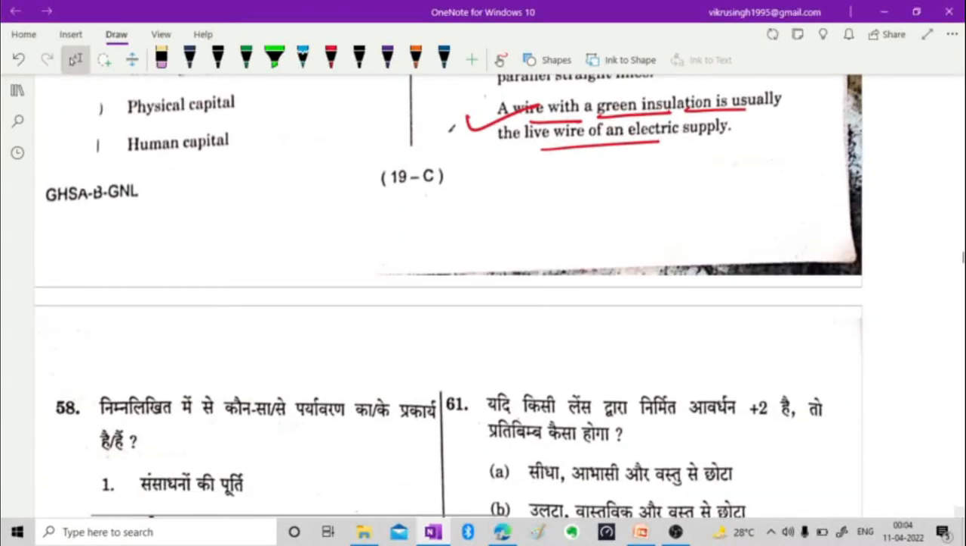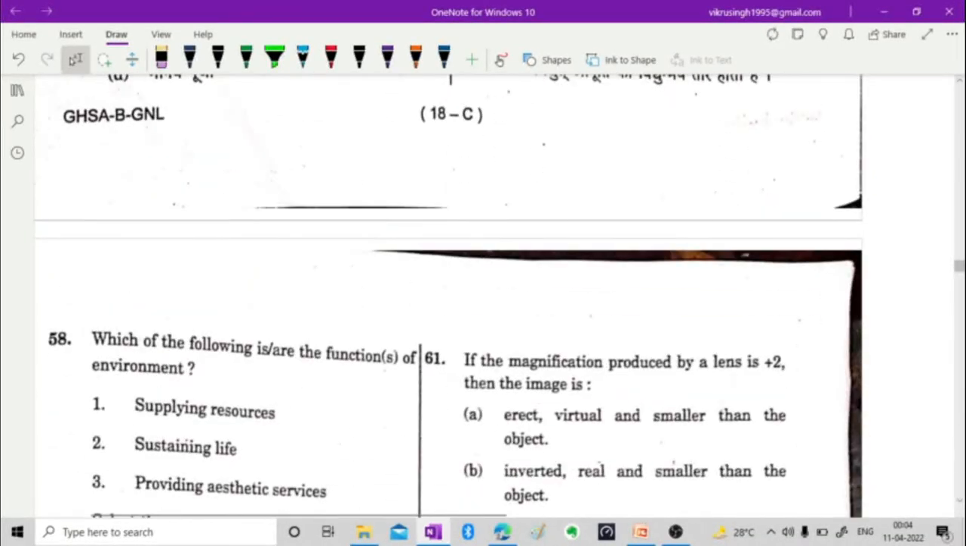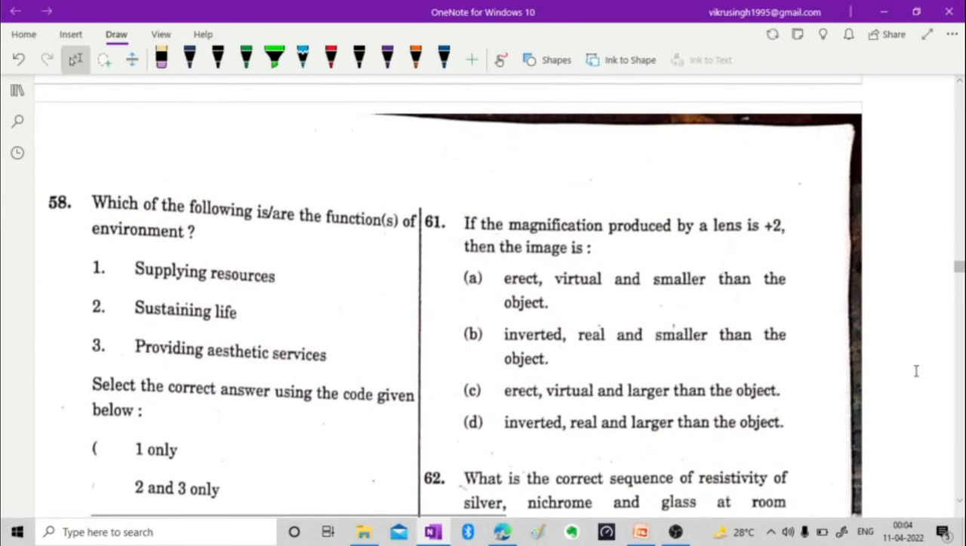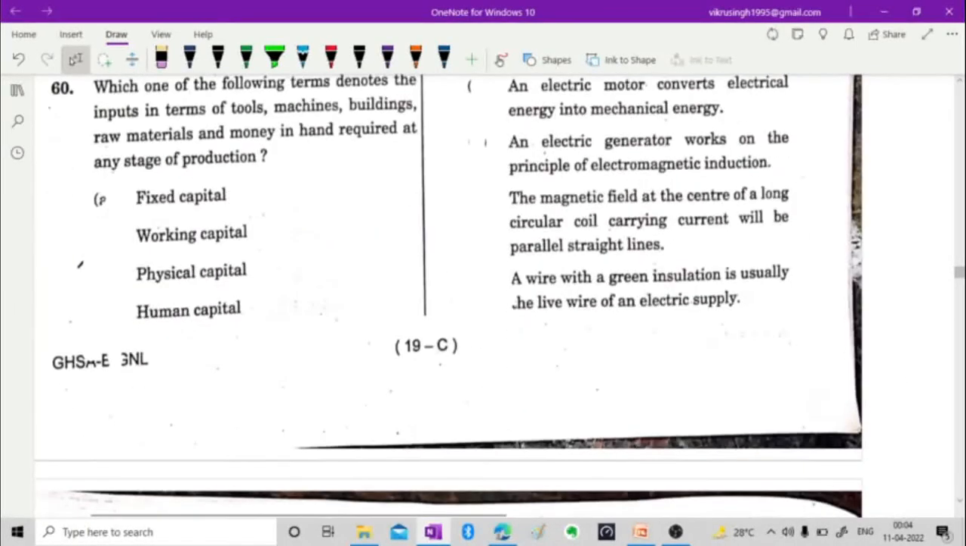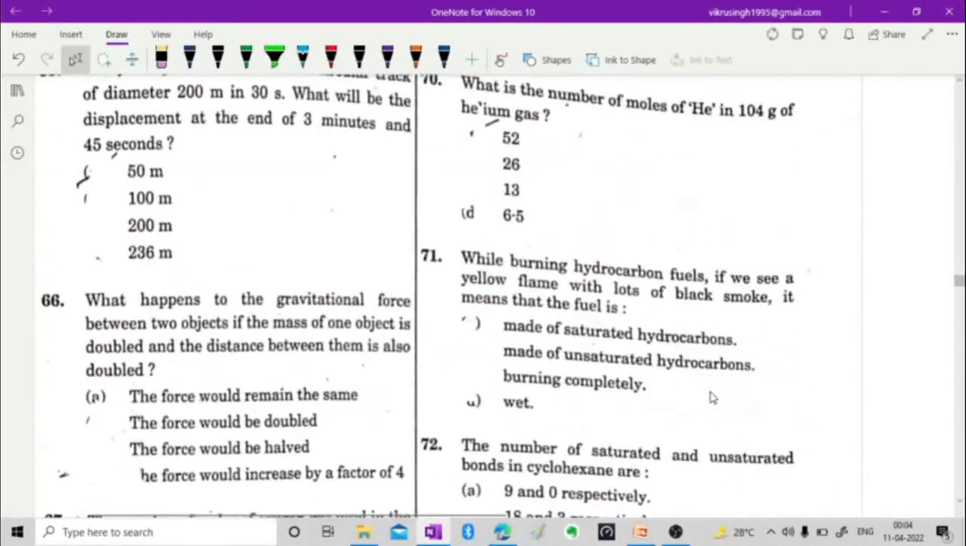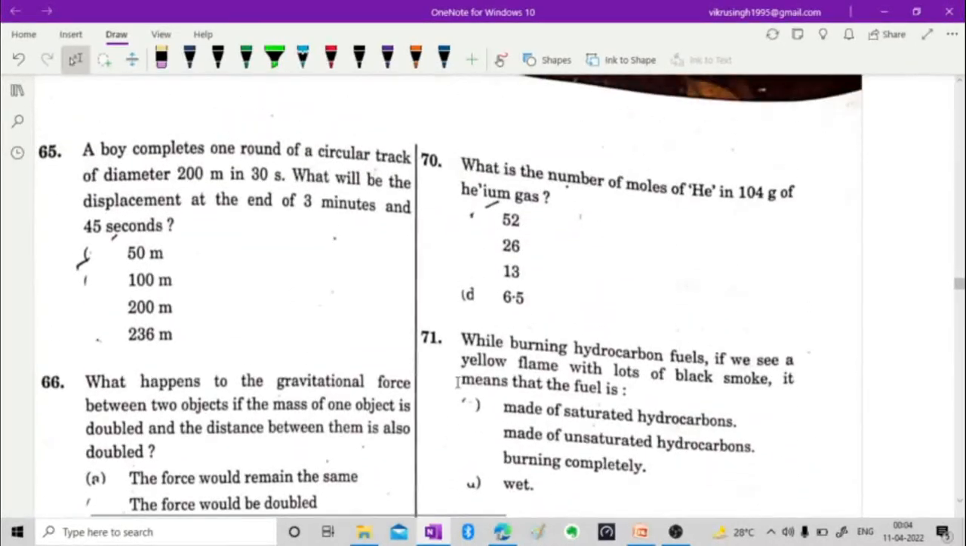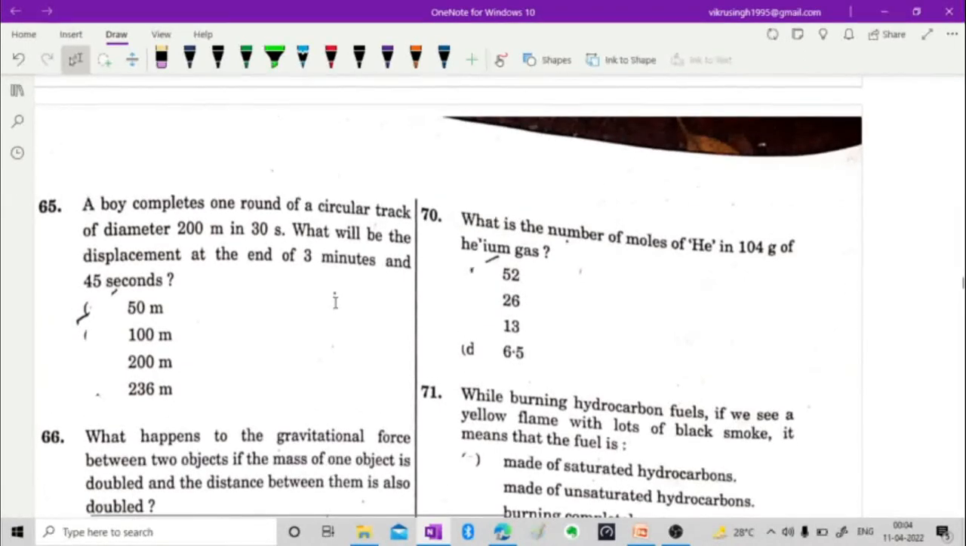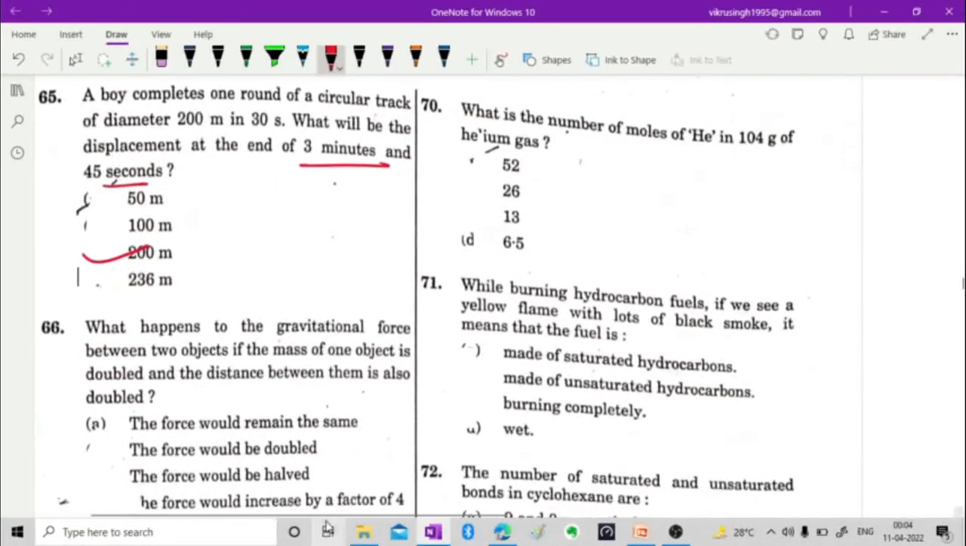Question number 64 we have solved. Now proceeding on to question number 65. A boy completes one round of a circular track of a given diameter in 1 minute. What will be the displacement at the end of 3 minutes and 45 seconds? The correct option is B, 200 meter.